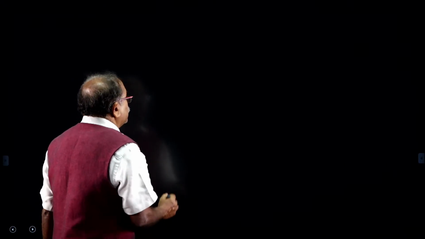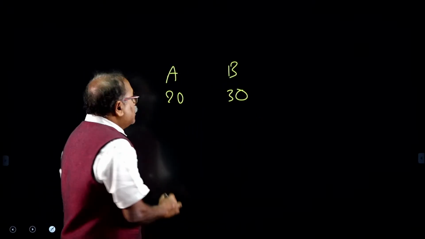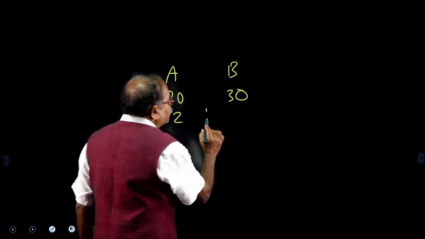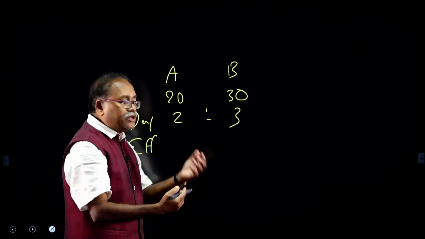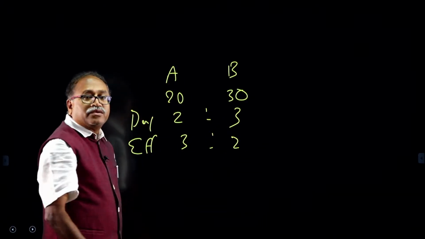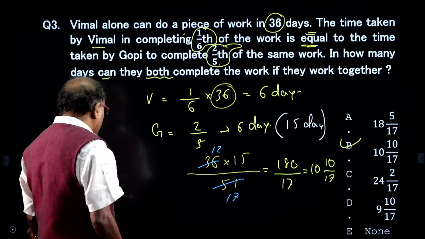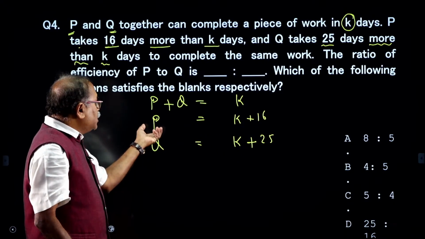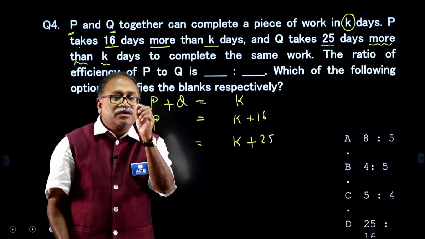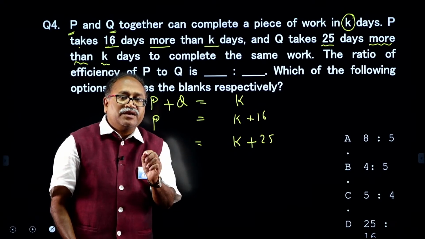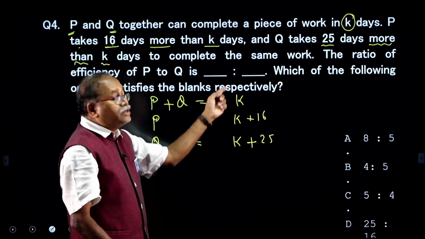Let me take another screen. If A can complete the work in 20 days and B can complete the work in 30 days, what is the days ratio? The days ratio is 2:3. So, what will be the efficiency ratio? The efficiency ratio will be the reverse of this, that is 3:2. So, in this question, I will find out in how many days P will complete the work and in how many days Q will complete the work with the shortcut method, and once I get the days ratio, reverse it and you will get the efficiency ratio. That is what the question is.